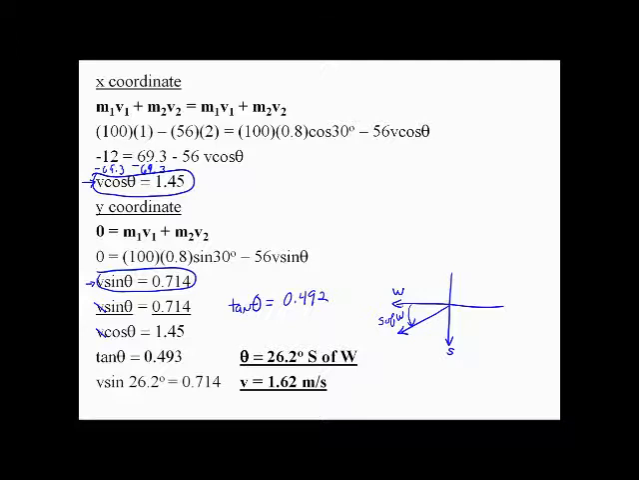Then once we know that, we can easily substitute. We know the 26.2 degrees. We knew the 0.714. And sine of 26 degrees is just a number in the calculator. Let me see what that is. I'll do a little bit more math with you. 0.442. So I get V times 0.442 is 0.714. Just divide the 0.442 on both sides.